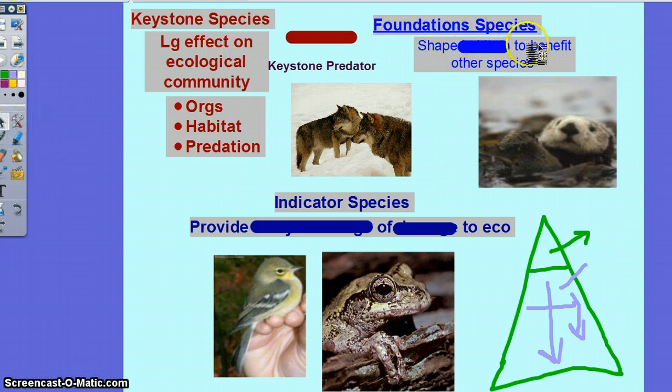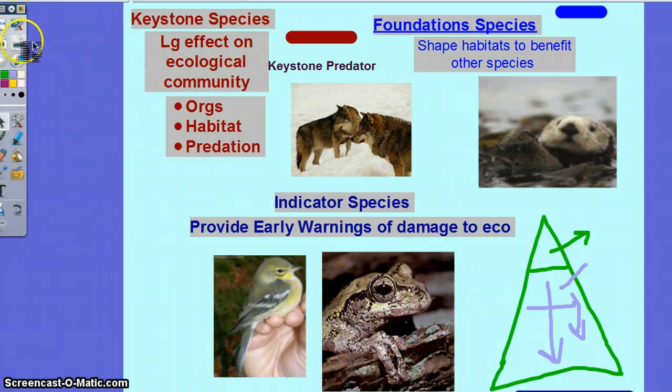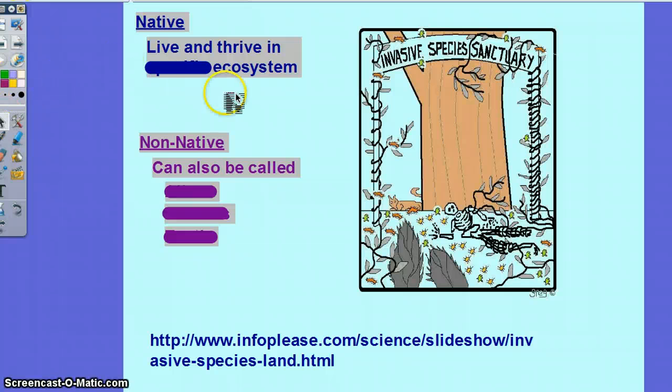Foundation species, these are species that actually shape habitats, and all other species will benefit from them. Indicator species, a good example of those are birds, and they have the ability to provide early warnings of damage that is coming to the ecosystem, mainly weather changes and such. Native species are species that thrive in a specific ecosystem. They pretty much belong there, is how you could think about it.